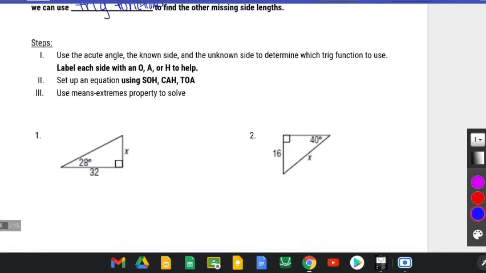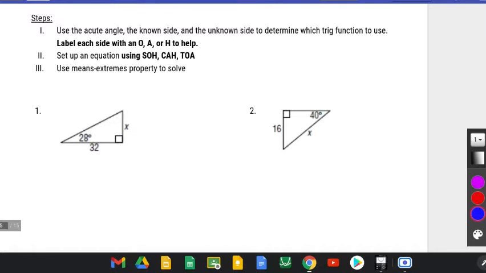So I've listed our steps below. Here they are. We're going to use the acute angle, the known side, and the unknown side to determine which trig function to use. And we're going to label those with O, A, and H to help. So let's start with number 1. Here is my reference angle. Across is my opposite side. Across from my right angle is the hypotenuse, which means the other side is the adjacent.